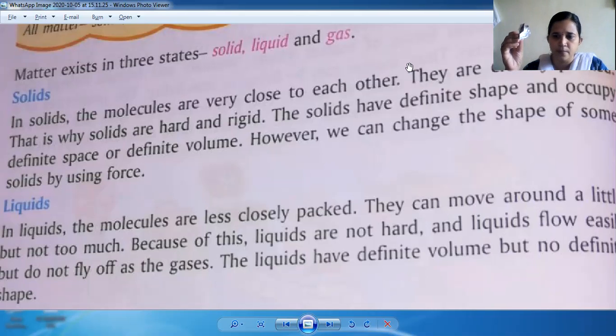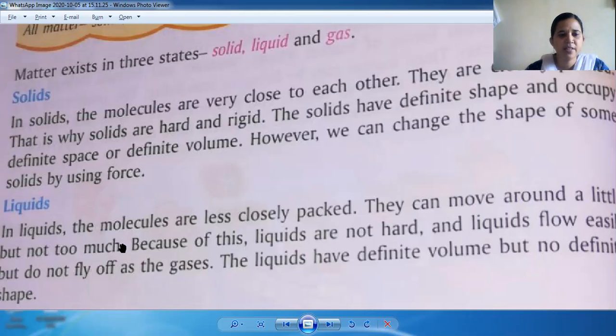See, now it is not in a rectangular form. So when we apply force on any solid, we can change the shape of a solid by applying the force. Okay, children? And next is liquids.